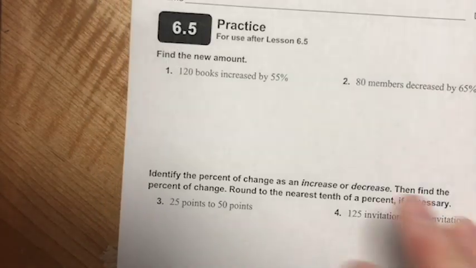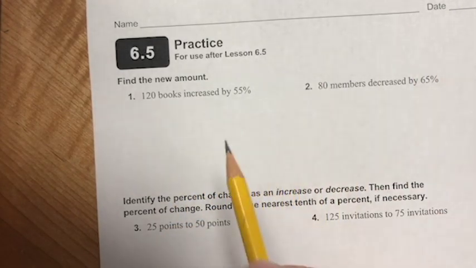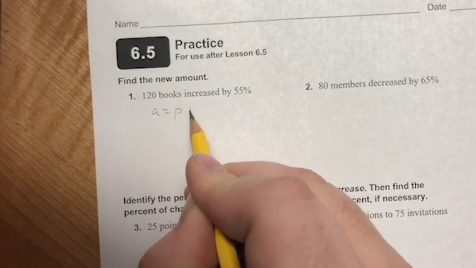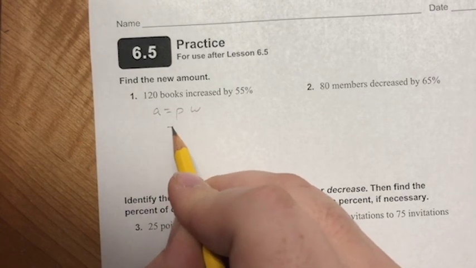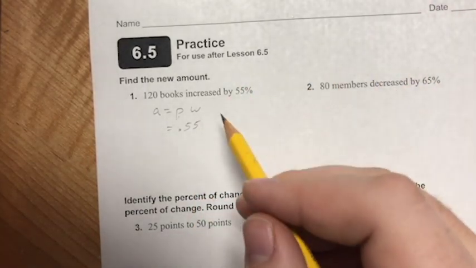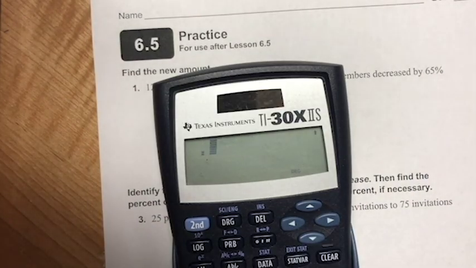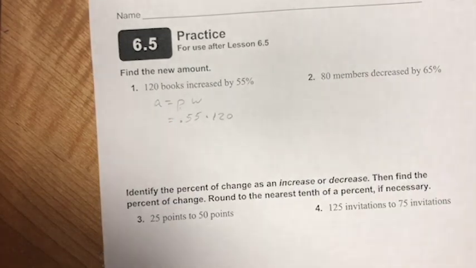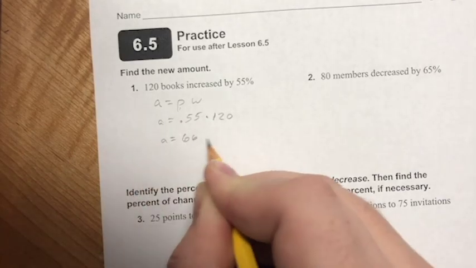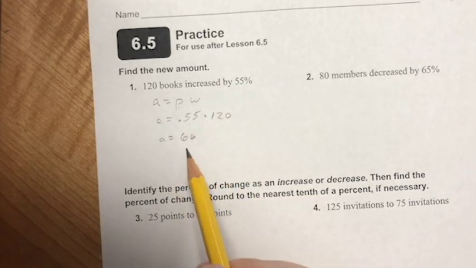So let's do a quick one. It says 120 books increased by 55%. Well, the first thing I need to do is find that physical change by using A equals P times W. I know that my percent here is going to be 0.55 because of those rules we did a few lessons back, and we're going to multiply that by 120. 0.55 times 120, I get 66. So A, my part, is 66. This is my physical change. That means that it's increasing by 66 books.